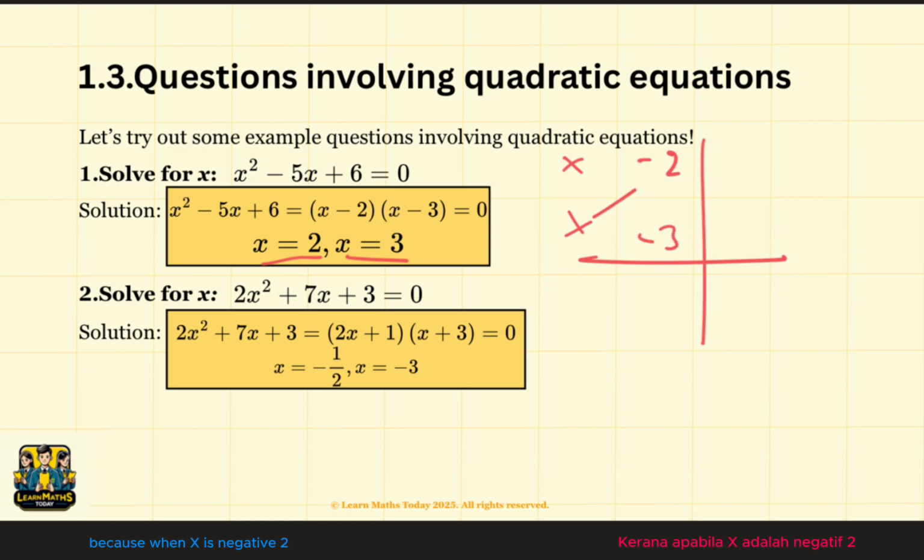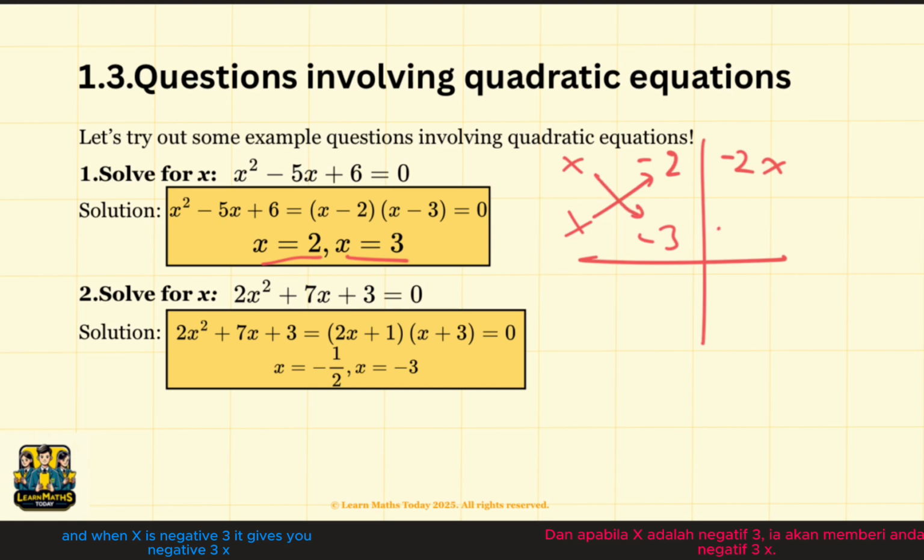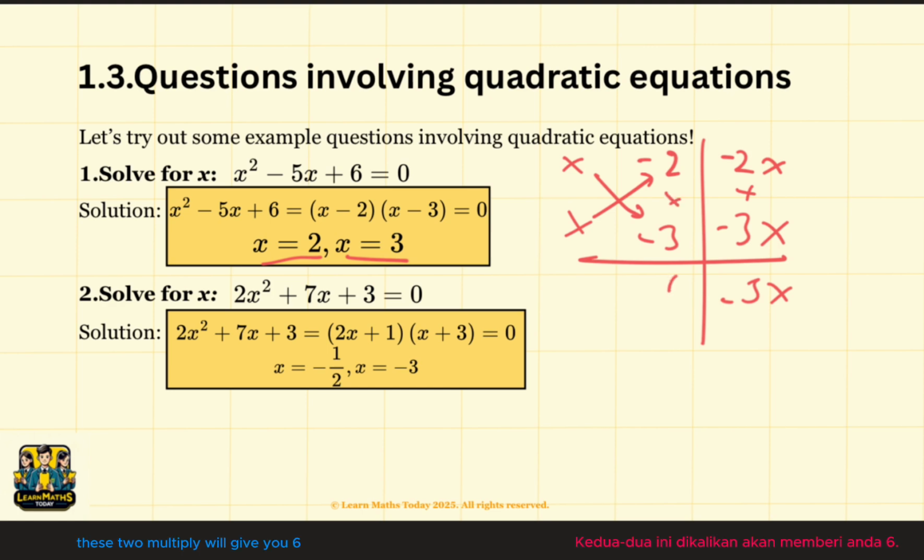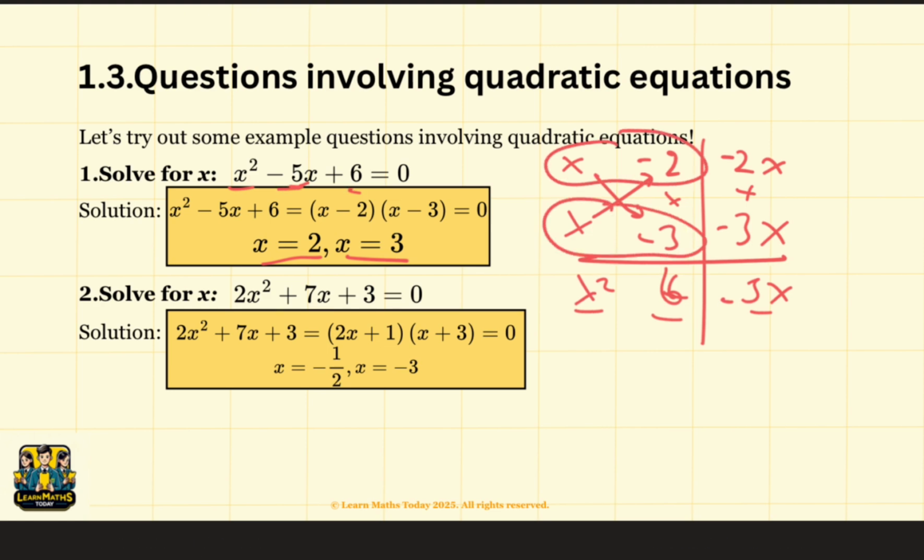Why? Because when x is -2, it gives you -2x. And when x is -3, it gives you -3x. And these two together give you -5x. These two multiplied will give you 6, and this is x squared. Therefore, since all the coefficients match with the ones here, it's x minus 2 and x minus 3. And therefore, that's how you get your answer 2 and 3 for x.